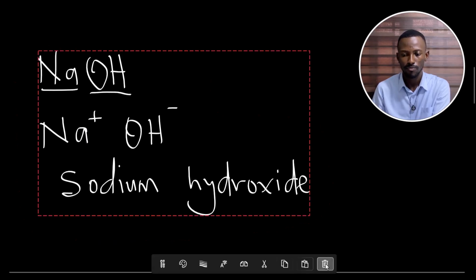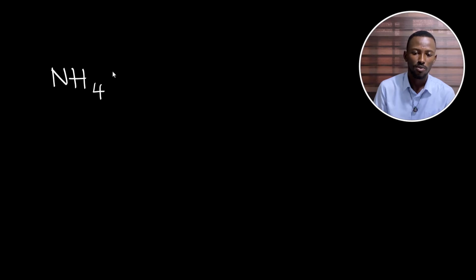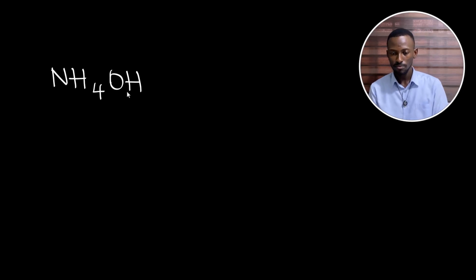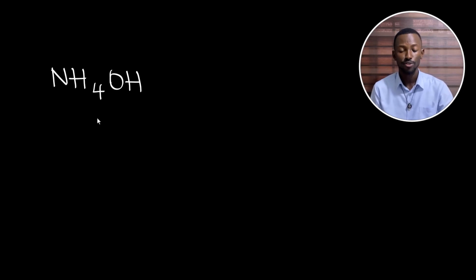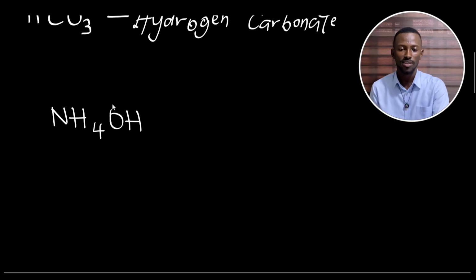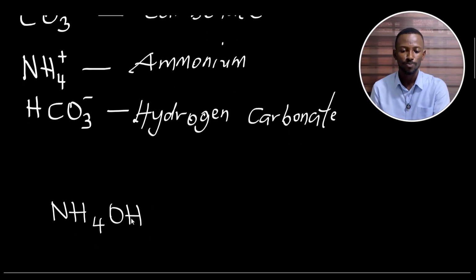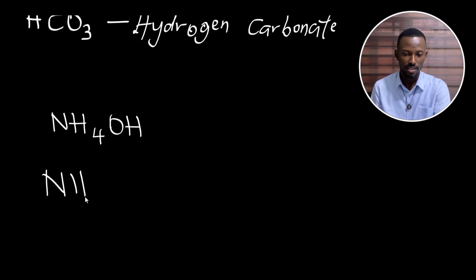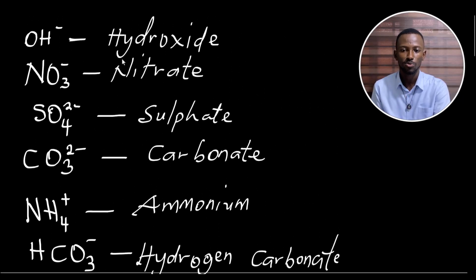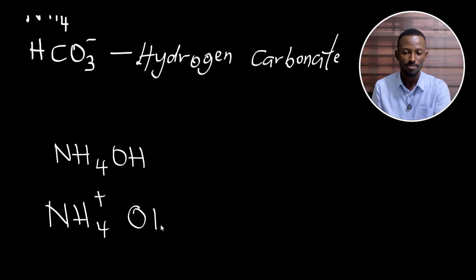Good. Our next example that I have here is NH4OH. You can pause the video and give this a try. What do you think is the name of this compound? What's the name of NH4OH? So NH4, let's go back to our polyatomic ions. Our polyatomic ion here is ammonium. So we have ammonium here, NH4+, and then we also have OH-, which is hydroxide. So OH-. Good.